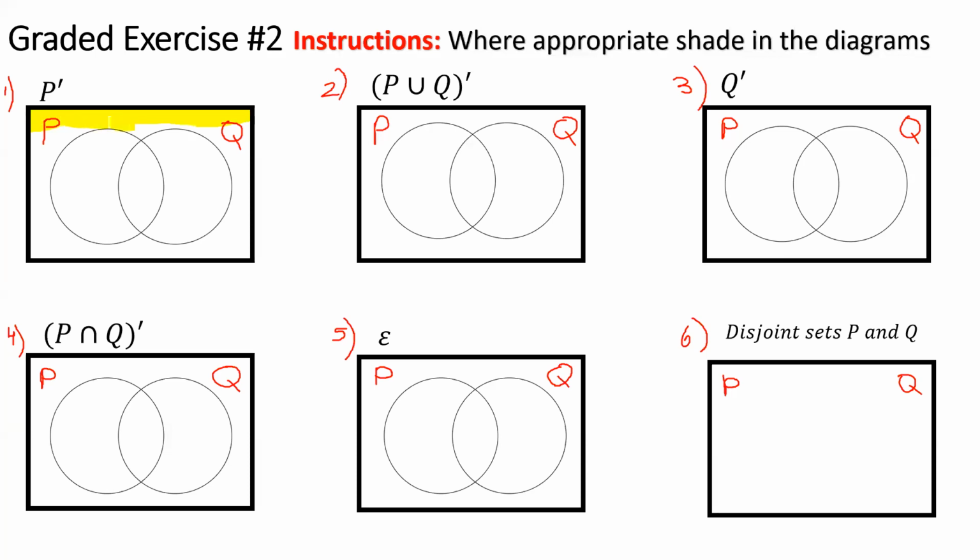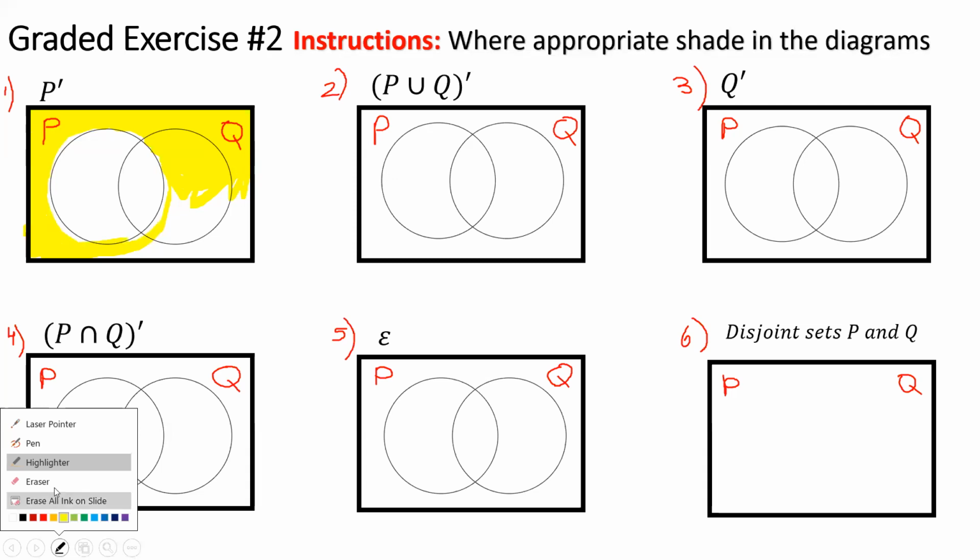All right. Everything except for P. So do not shade P. So for P complement, remember P complement is everything except for P. So do not shade in P. All right, everything except for P. Oopsies, I missed, I shaded inside of P. Do not shade inside of P, everything except for P.